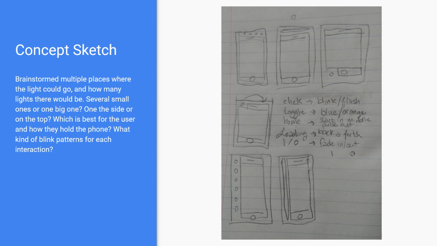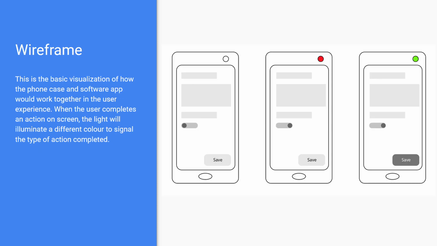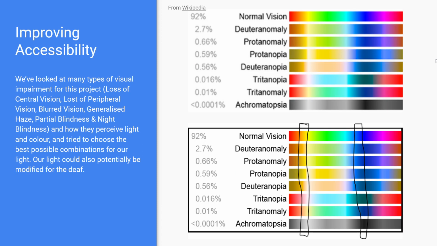So here's a concept sketch. We brainstormed multiple places where the light could go, how many lights there would be, several small ones or one big one, should it be on the side or on the top, etc. And then we made a basic wireframe to visualize how the user experience would work. You can see here, there's a button and a toggle switch, and when the toggle switch is switched, there's one light color, and when the button is pressed, there's another light color. Different colors for every action.